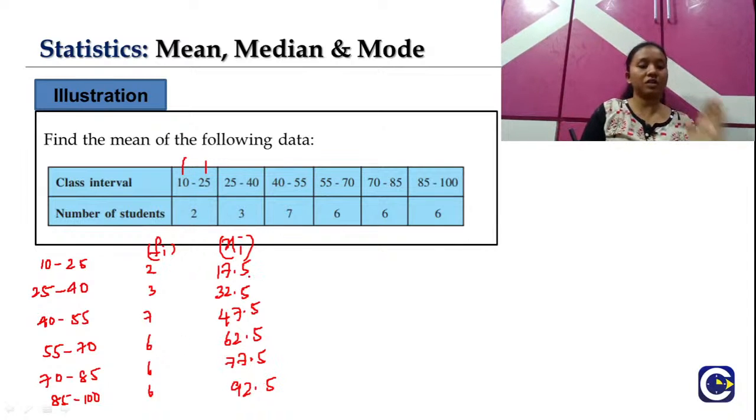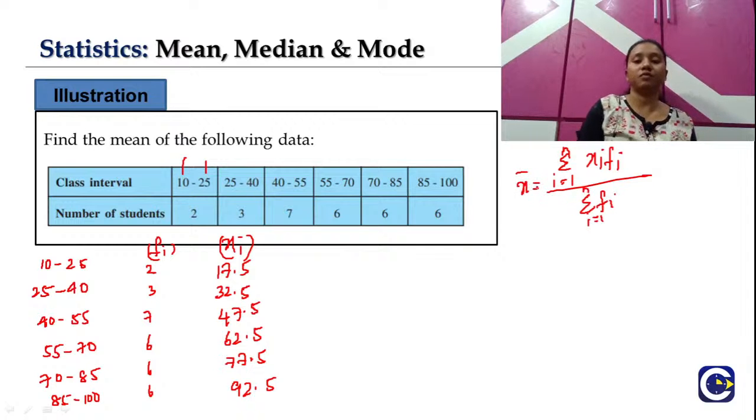So now here we are having the fi as well as xi. So what is the formula, guys? Sigma xi fi, i equal to 1 to n, divided by sigma fi, i equal to 1 to n. This will be our main formula. So now let's find out xi into fi, which is 17.5 into 2, 32.5 into 3. So let's do the calculation, guys, quickly. So it will be 35, and 32.5 into 3 is 97.5.